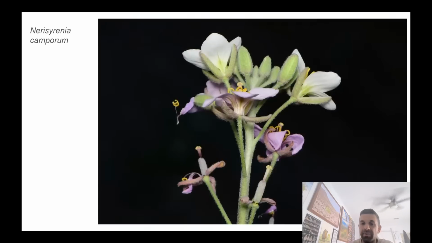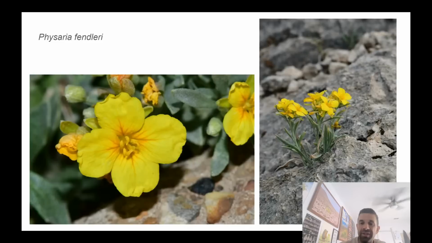All right, and so here are some good examples. This is Nerisyrenia camporum, a desert mustard. You can see 4 petals, 4 sepals. See that little yellow elf shoe, almost curved, those anthers. There's the style in the middle right there. This, of course, has scales all over it. It grows in the desert.